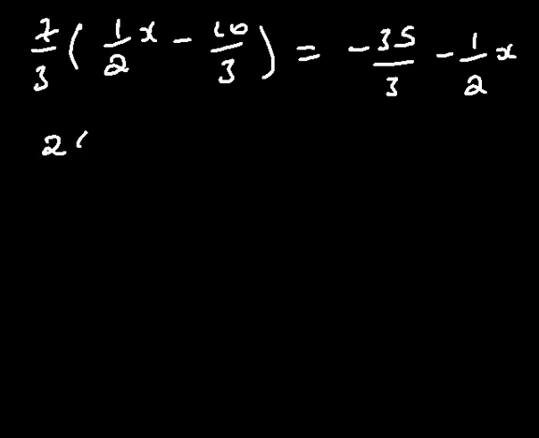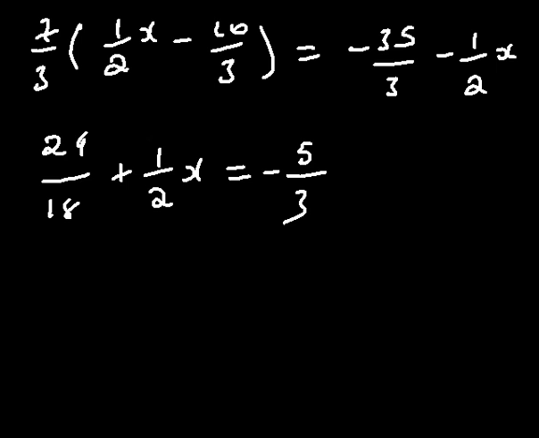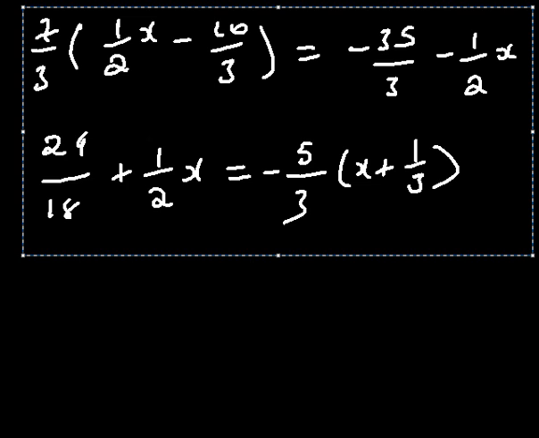Let's say we have 29 over 18, plus 1 over 2x, which is equal to negative 5 over 3 x plus 1 over 3. So how do you think we should solve for that? Try that one at your own time as well, and appreciate how you can work those out.